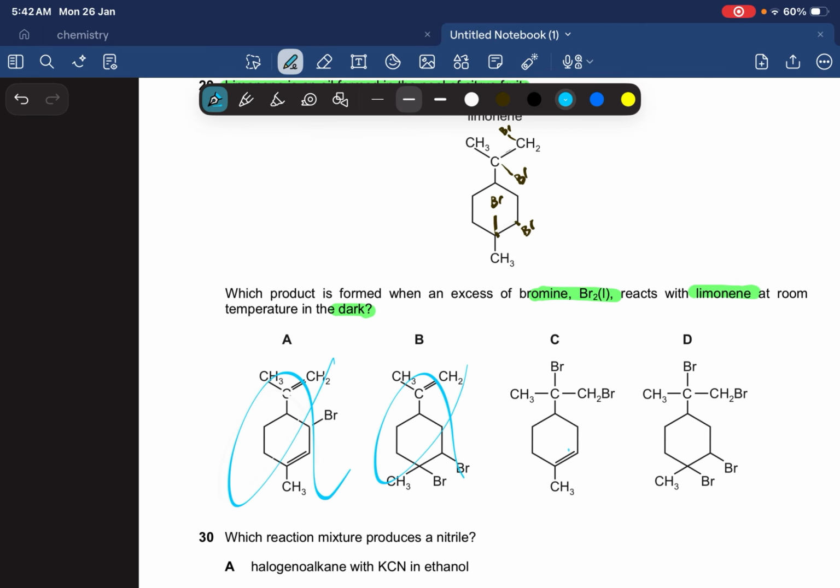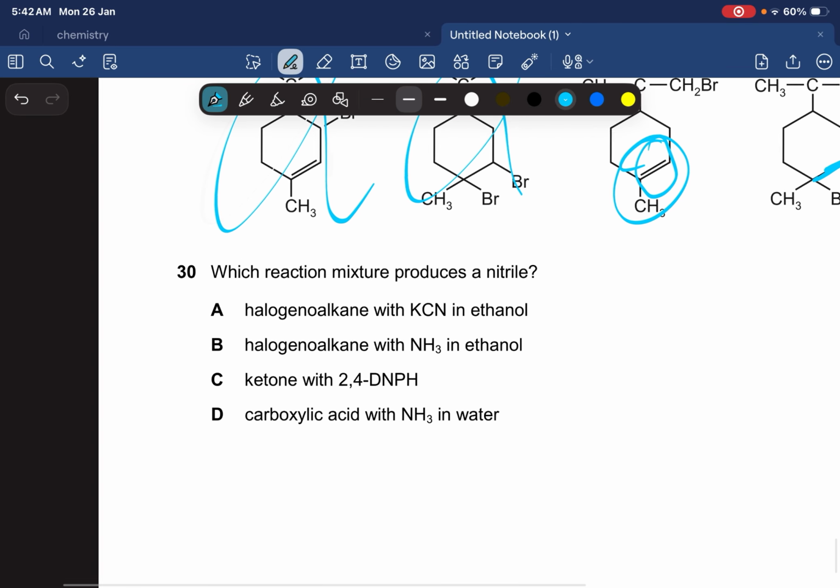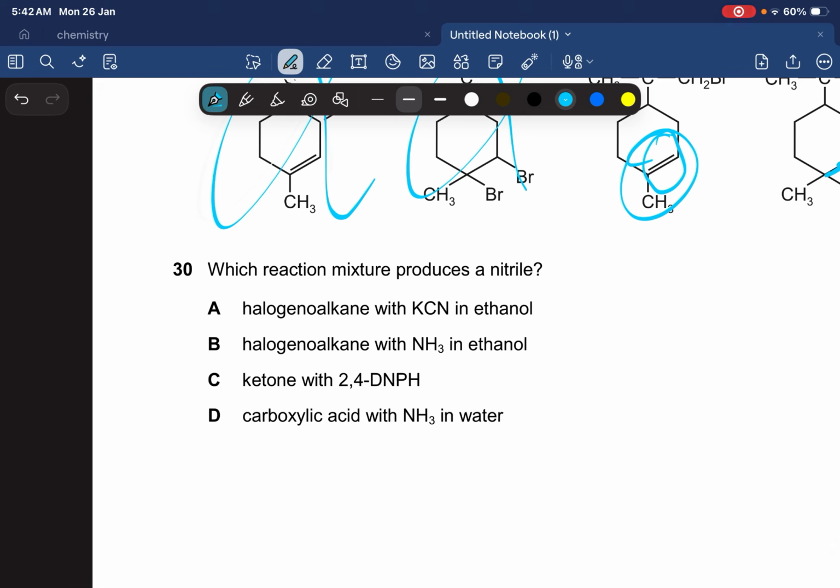Why is this bond still here? Shouldn't this bond probably break? Because we have added bromine into it. So it's going to be D. Both double bonds broken. Which reaction mixture produces a nitrile?